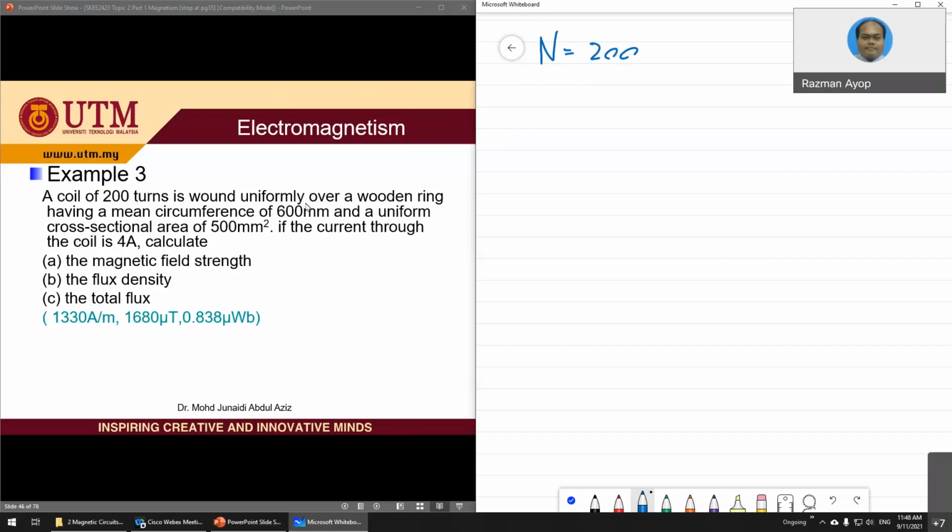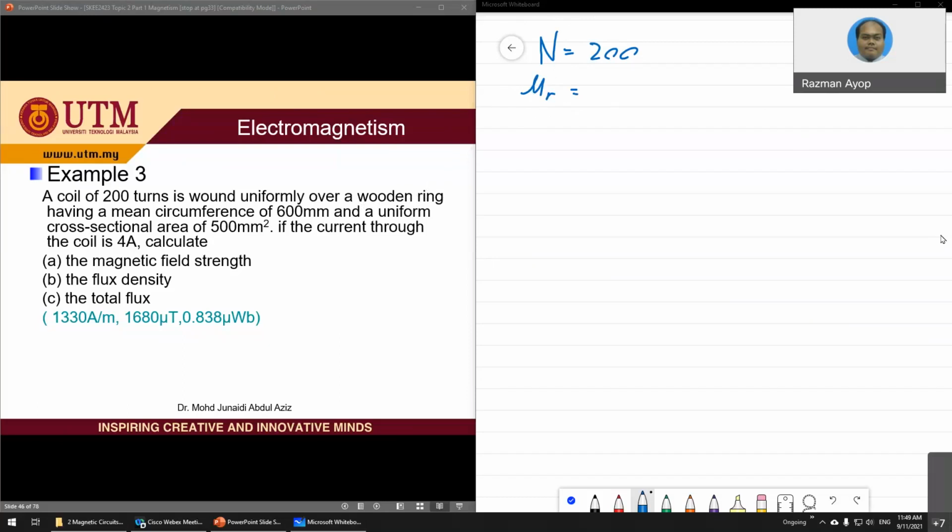Okay, next. Wound uniformly over a wooden ring across the mean circumference of 600 millimeter. So you have two pieces of information here. Wooden ring. What is meant by wooden ring? Permeability? Relative permeability. Okay. What is the relative permeability?